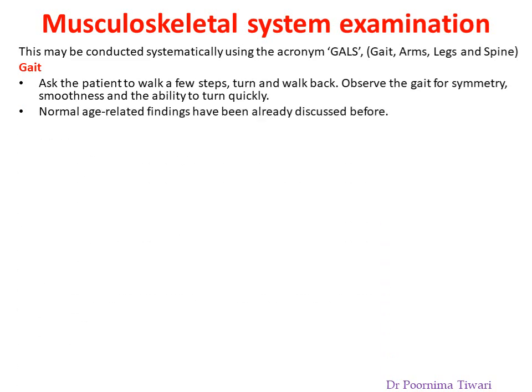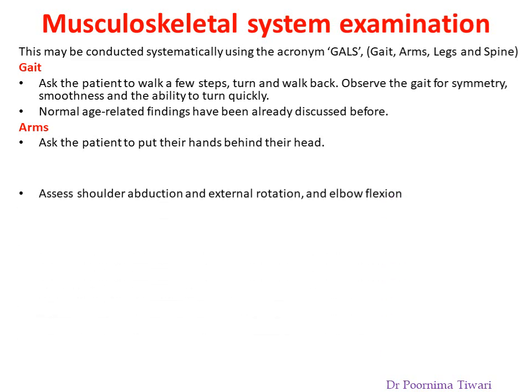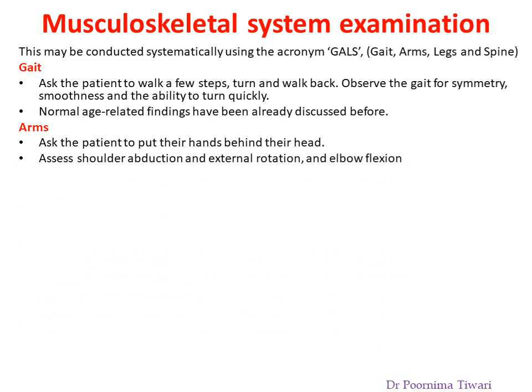Normal age-related findings have already been discussed in the previous slides. Be ready to catch if the elderly may fall during this test. Take care of his safety. Then examining the arms. Ask the patient to put their hands behind their head and examine all the abductions and external rotation flexions which are required for this action.